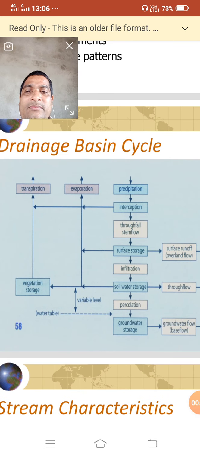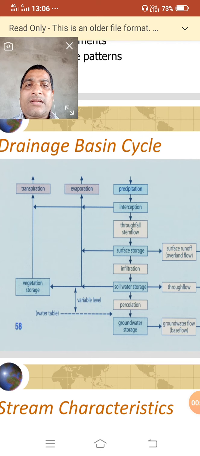The drainage basin is nothing but the watershed. Okay, drainage basin is nothing but the watershed. The drainage basin cycle is divided into two different ways: transpiration and evaporation. Then, depending upon the precipitation: interception, through falls, stream flow, surface storage, infiltration, soil water storage, percolation and groundwater storage.